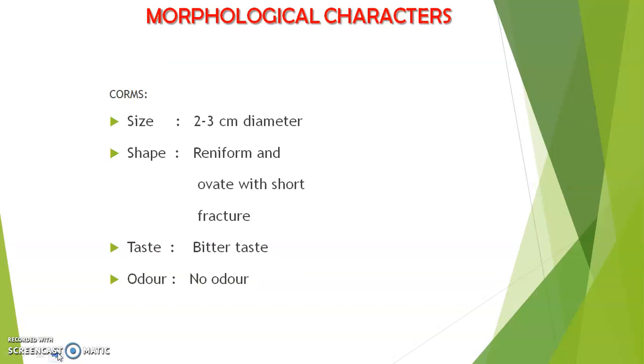Size of corm is 2 to 3 centimeter diameter. Shape is reniform and ovate with a short fracture. Taste is bitter. It has no odor.